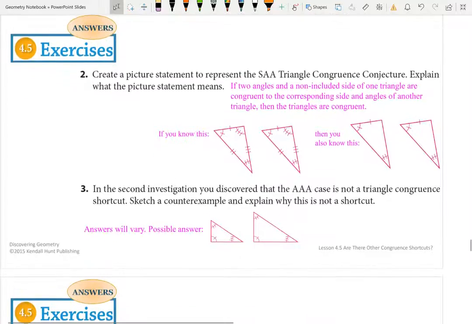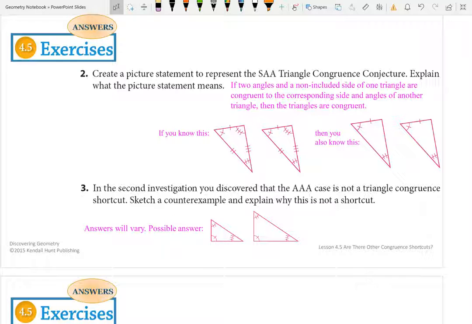Number 2, what does this mean? Create a picture statement that represents SAA. Explain what the picture statement means. Okay. SAA means that if two angles and a non-included side of one triangle are congruent to the corresponding side and angle of another triangle, then the triangles are congruent.